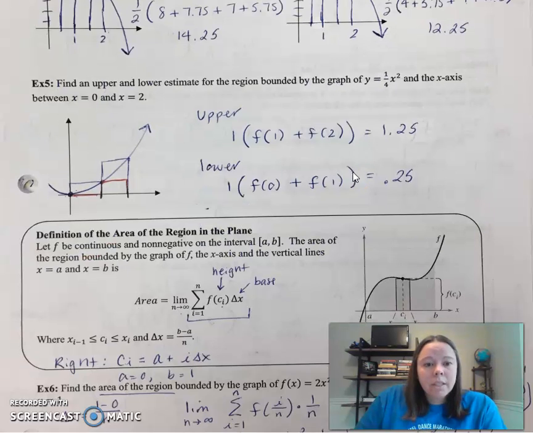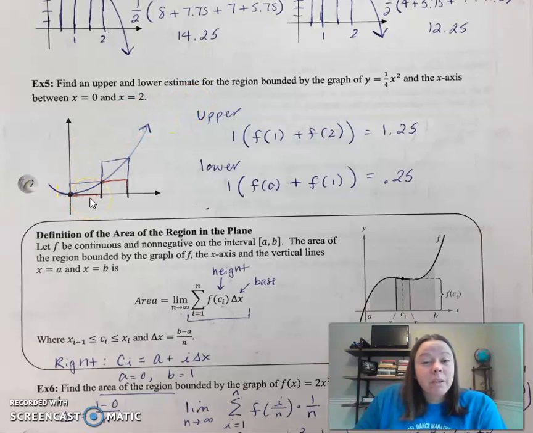All right, now we did the same thing over here. Find an upper and lower estimate for the region bounded by the graph. So I went ahead and sketched that parabola there, and the x-axis between 0 and 2. Never did it indicate how many rectangles we had to use, so I just did 2. Now that's not going to be a very good estimate, but there it is. So I did an upper, and I made the base length of each rectangle 1. I did the upper, and you can see that's going to be the right for each one of these. And then the lower ended up being the left.